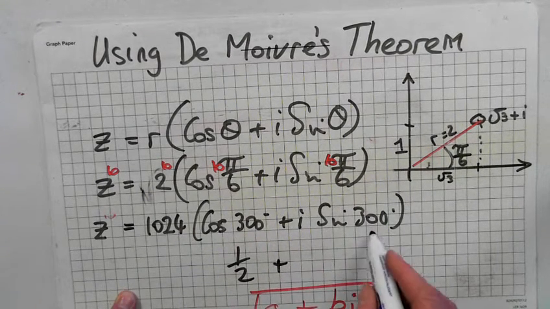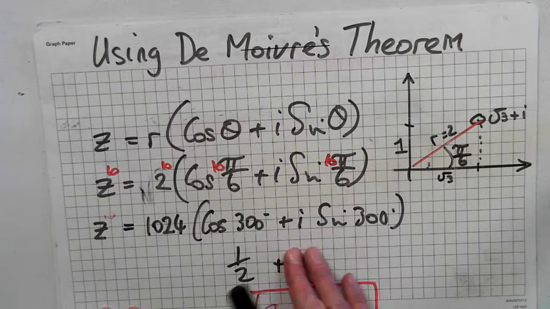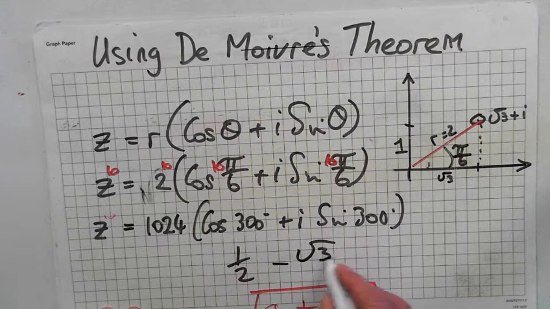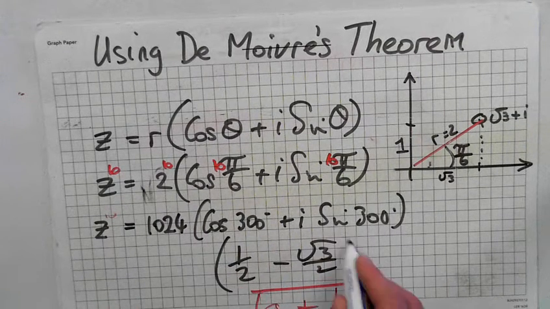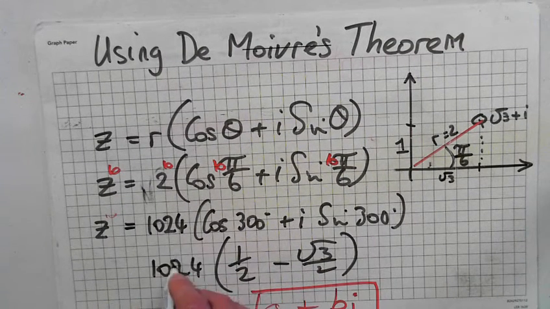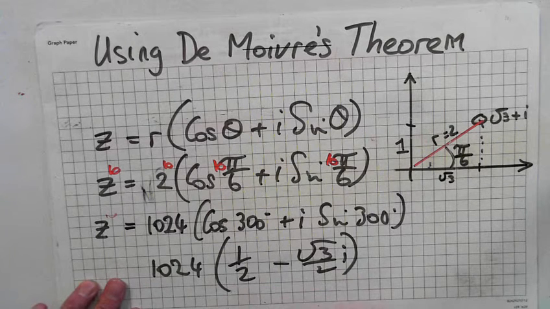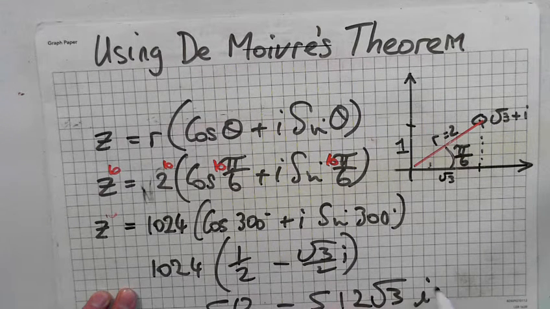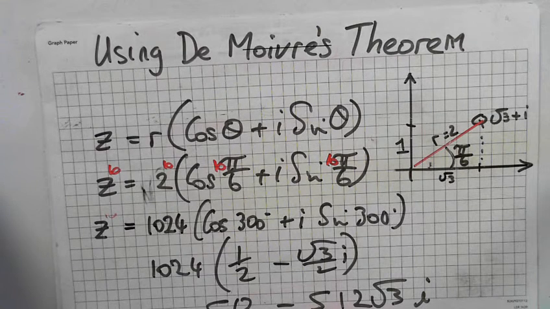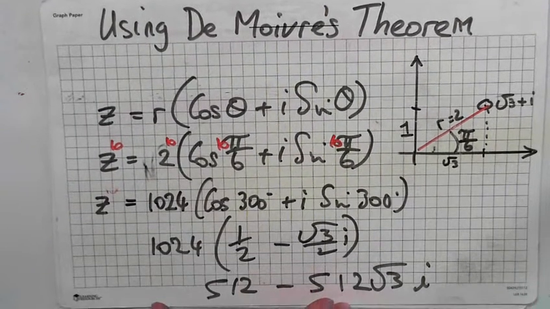Plus the sine of 300, minus square root 3 over 2. Have you done this already? Fair play. Right. So multiply them out. 1024 times a half is 512. Right, that's in the form a plus bi. Just push it up so you can see it. Why is it 512 times?